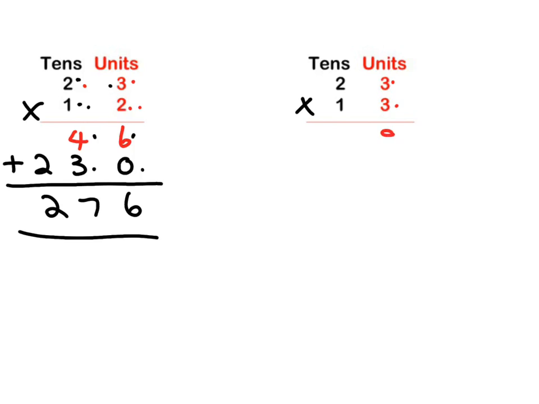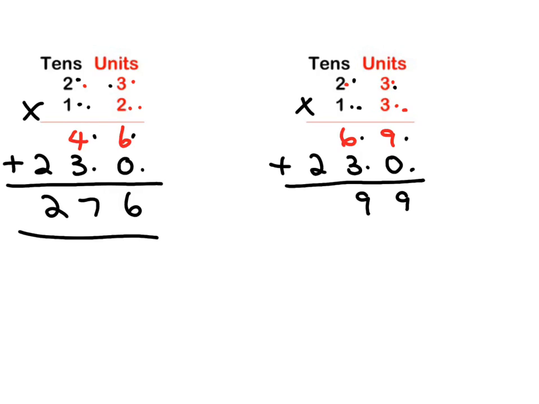Units first. 3 times 3 is 9. And 3 times 2 is 6. Finished with the units now. Tens next. We're going to write a 0 down. 1 times 3 is 3. 1 times 2 is 2. Now we're going to plus them all together. 9 plus 0 is 9. 6 plus 3 is 9. And 2 plus nothing is 2. There we go.